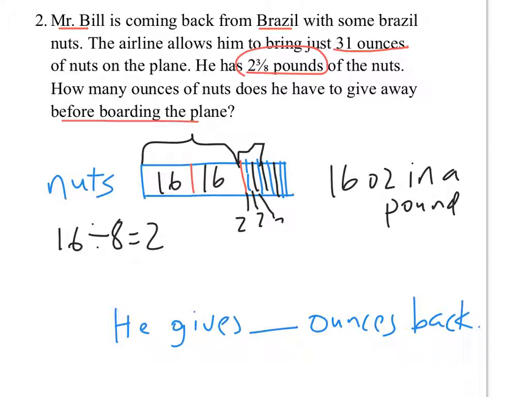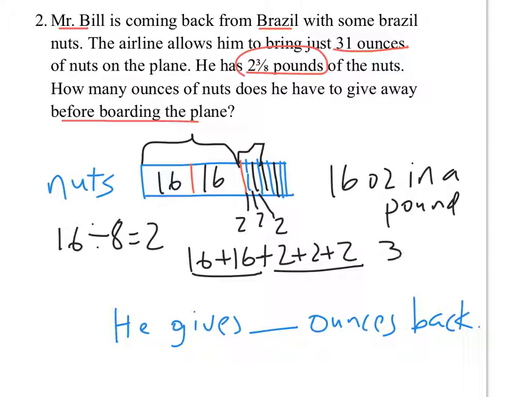So it's 3/8 of a pound. So 2, 2, and 2. So we have 16 plus 16 plus 2 plus 2 plus 2. So 32 plus 6, 38. So 38 minus, he can have 31, equals 7. Yeah, he's 7 ounces over. So 2 pounds is 32. 3/8 of a pound is 6 out of 16. 32 plus 6, 38, minus 31.